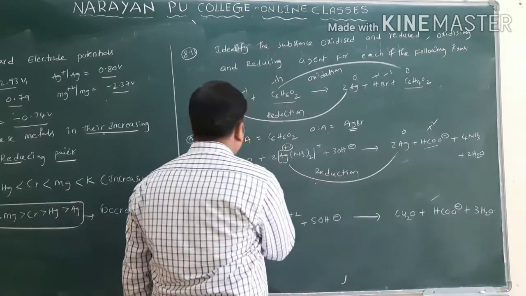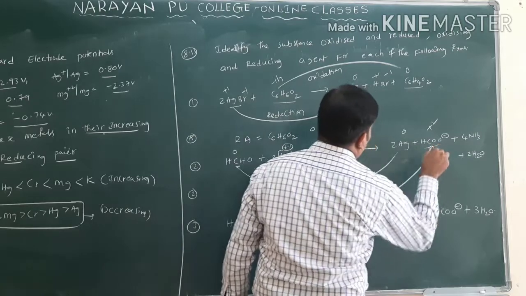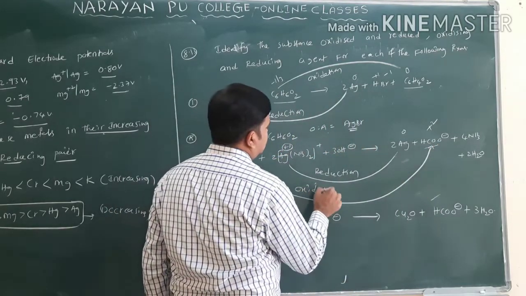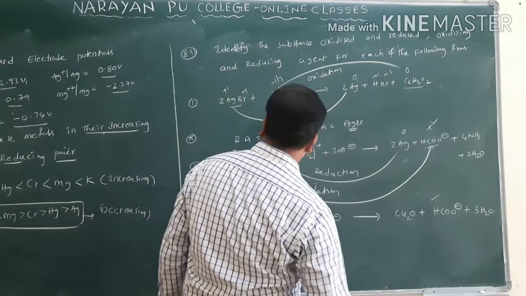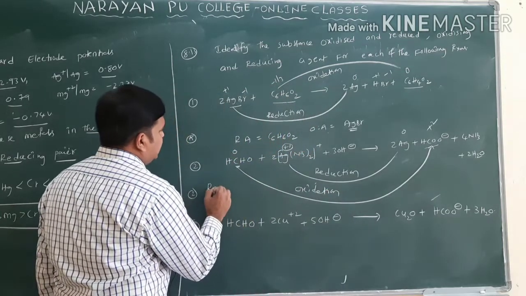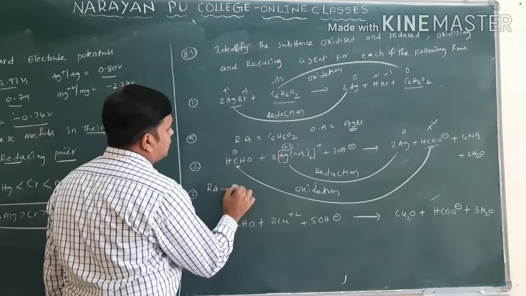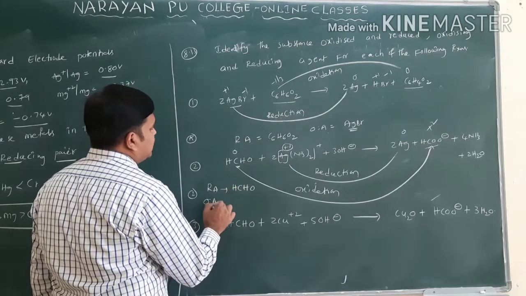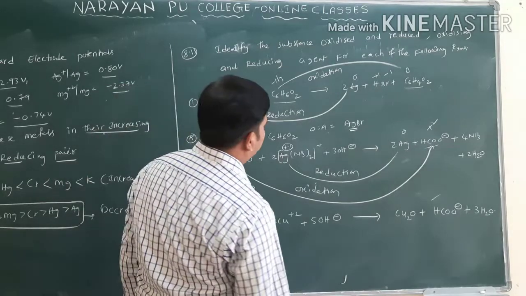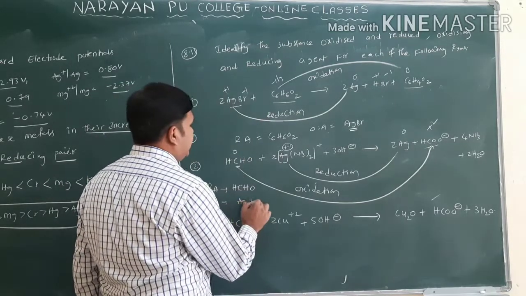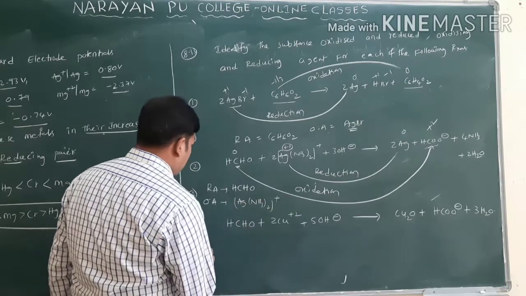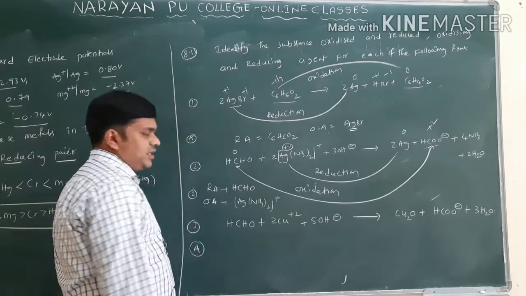Now we will see the carbon oxidation state. Carbon oxidation state 0 to plus 2 means what? Oxidation only. So here you can write what is a reducing agent. Reducing agent means undergo oxidation, that is HCHO. And what is oxidizing agent here? Oxidizing agent means which undergo reduction. You will write here Ag(NH3)2 positive charge only.